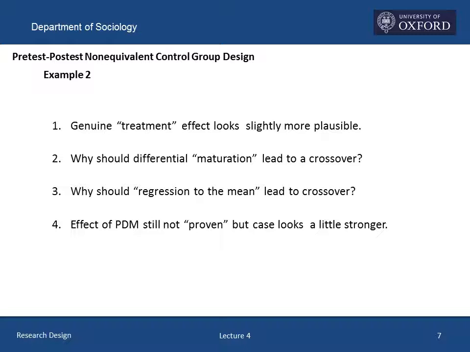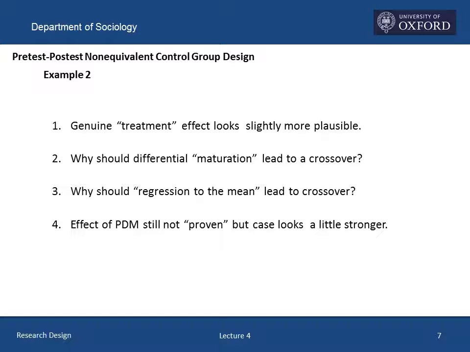The point is that high or low scores on a test partly reflect ability and partly reflect chance. If we select a group for treatment on the basis of their test scores, we would not expect them, on average, to maintain the same level of performance. It's possible in our example that we observe in the PDM group a form of regression to the mean rather than a genuine treatment effect.